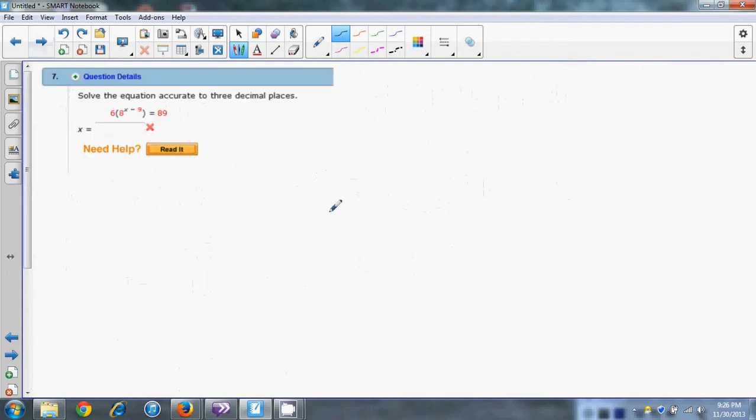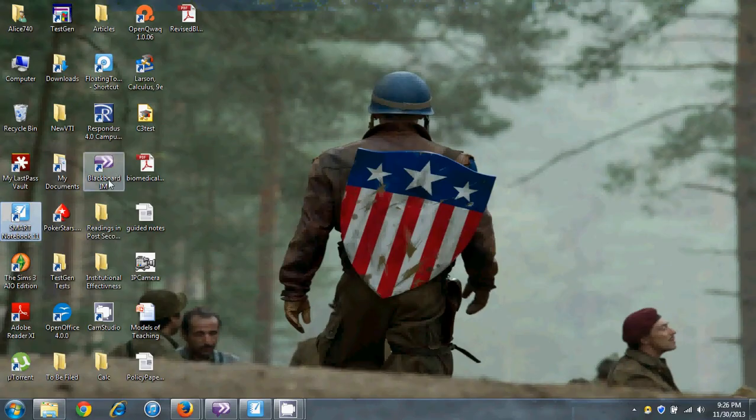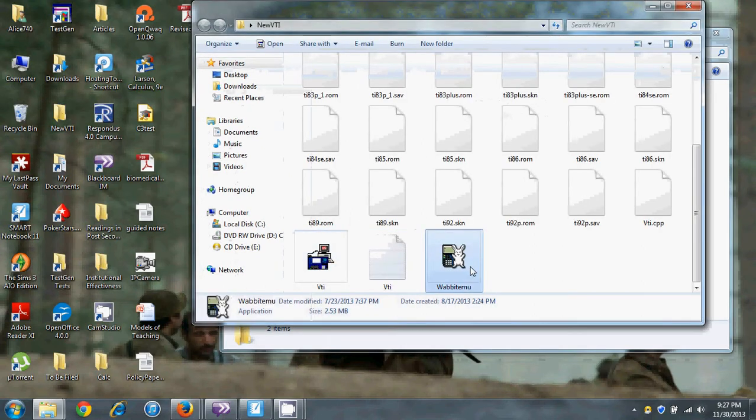This one is the refresher from pre-calc, where you want to solve this equation to 3 decimal places. Let's see if I can get my calculator working. It didn't want to cooperate before. Calculator. That's not it. Oh, calc. Let's see if you want to work.